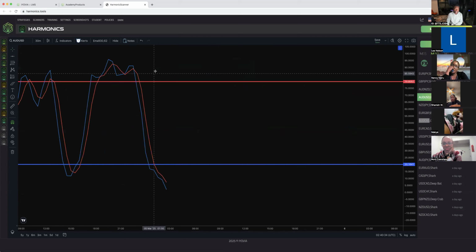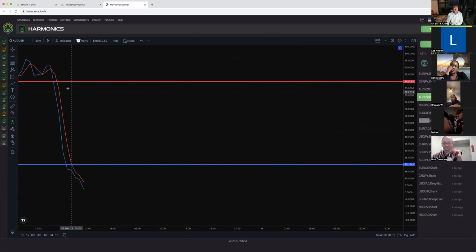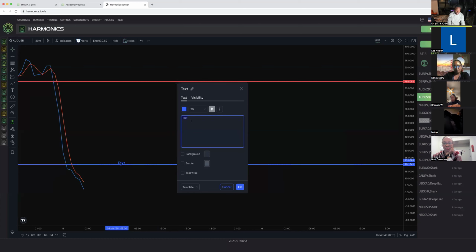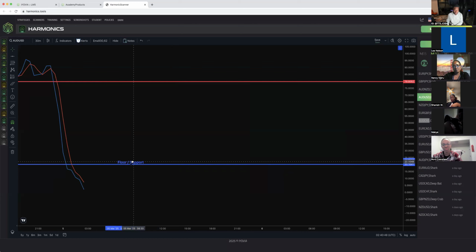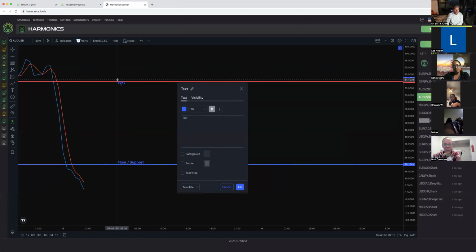If you're familiar with trading, this could be looked at as something like support and resistance, right? Down here is what I like to call my floor, or an area of support in a sense, right? Then up here is what I will call my ceiling, or my resistance.